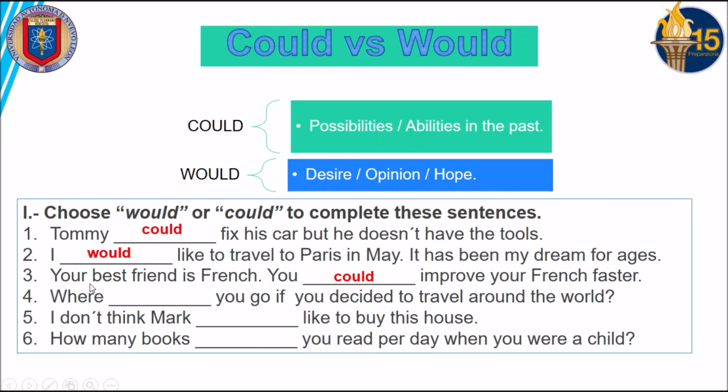Number 4, where would you go if you decided to travel around the world. So this is a conditional form. Second conditional because you have the past. I don't think Mark would like to buy the same one like this one. This house would... How many books could you read per day when you were a child? So this is an ability in the past.